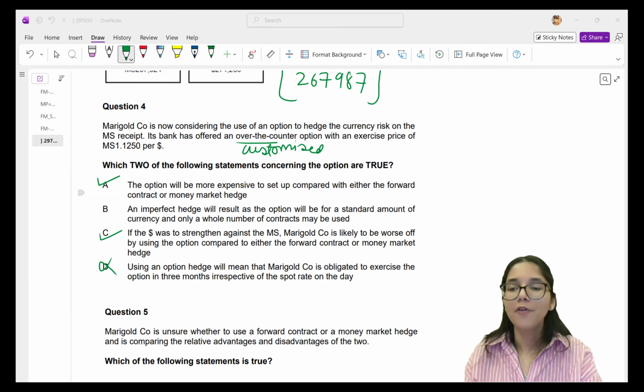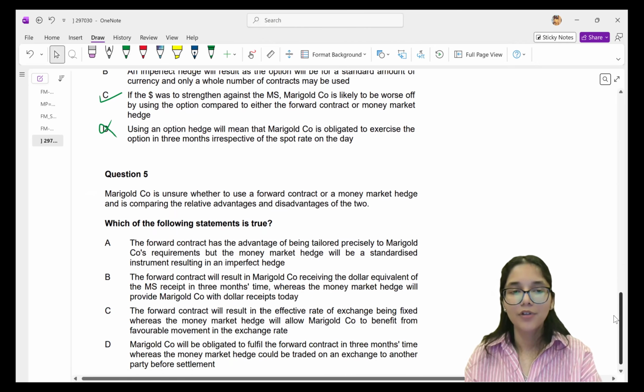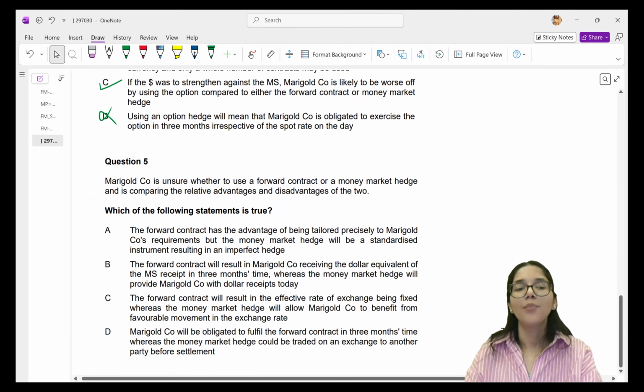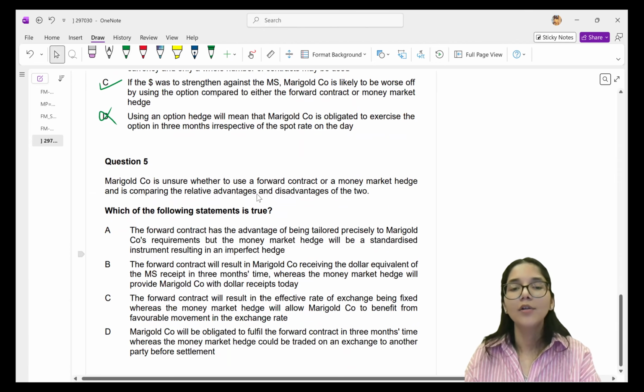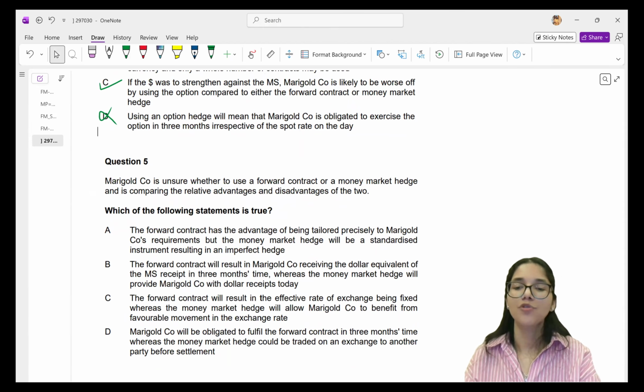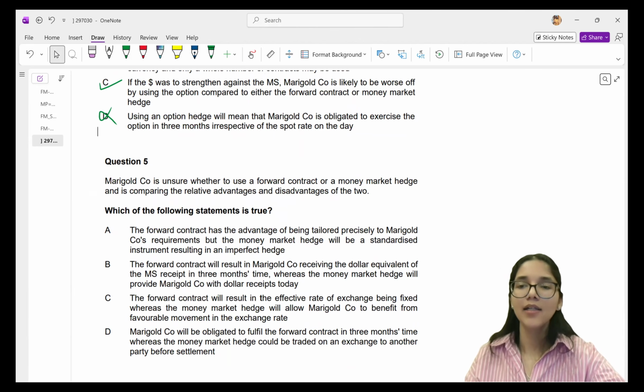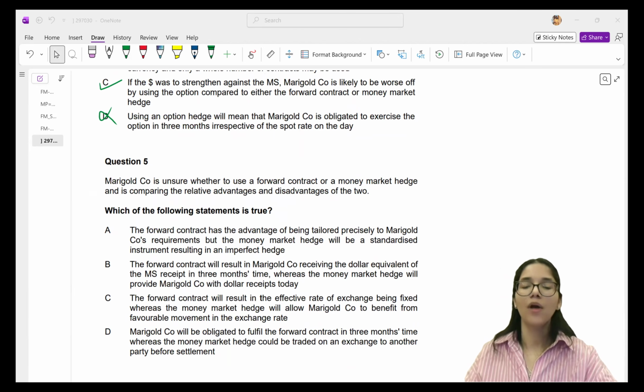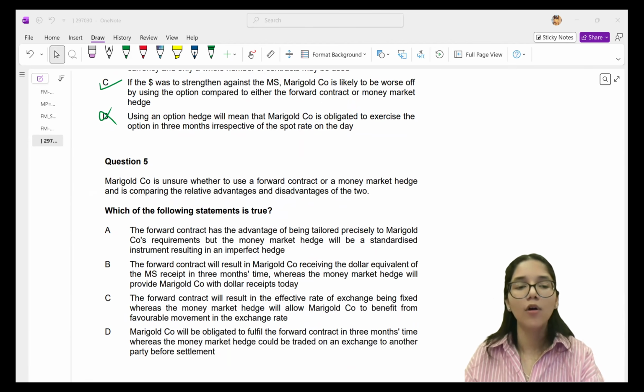Okay. Now moving forward to the last question for today. If Marigold Company is unsure whether to use a forward contract or a money market hedge, and is comparing the relative advantages and disadvantages of the two, you have to tell which of the following statements is true. So one statement needs to be selected, which you feel is true. Have a careful look at all four of the statements. Think and let me know your answers. Then we will discuss this together.